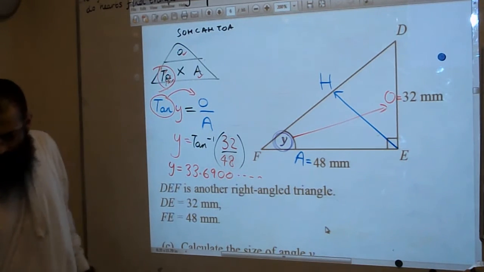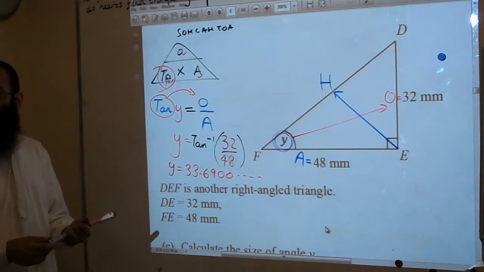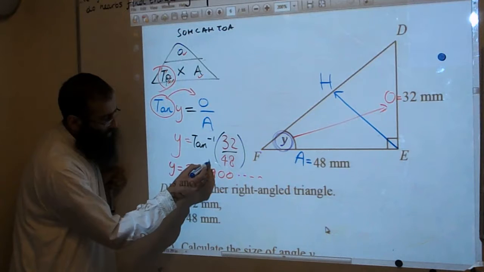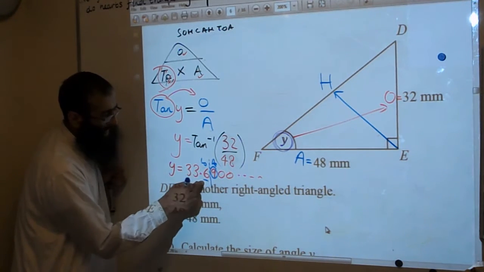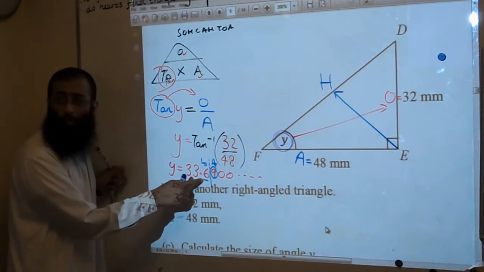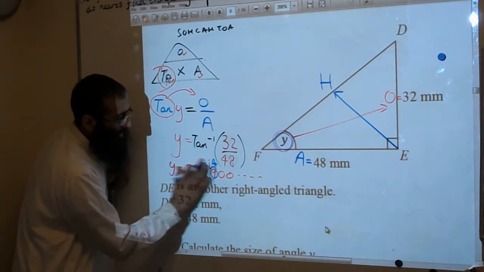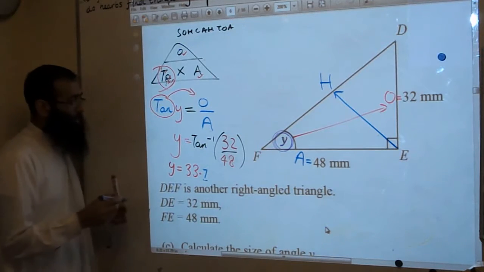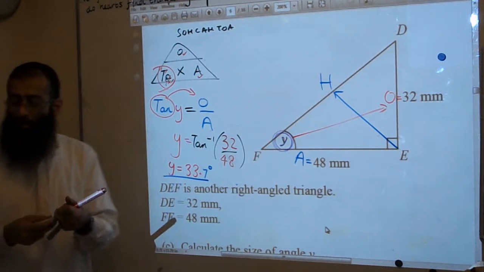Now the question says here, if I look at the original paper, give your answer correct to 1 dp. So let's just go through the technique here. That's my first decimal place. So top of line down here, that's my last digit. That's my decider. If it's 5 or more, we add 1 to the last digit. So the 6 then becomes a 7. So I'm going to rub that off, change that into 7 and get rid of everything else. And that's my answer done. So y is equal to 33.7 degrees because it's an angle.